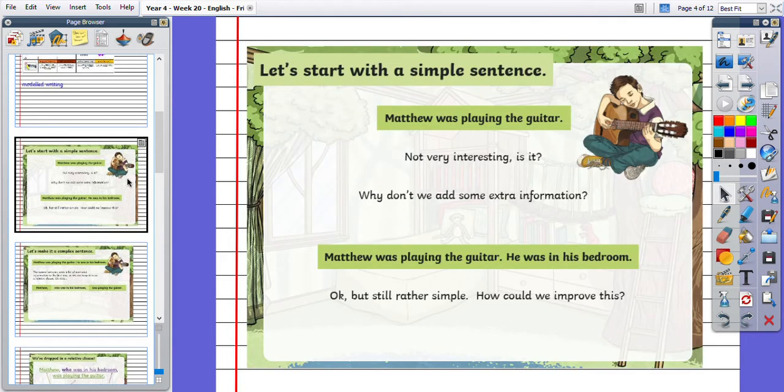Okay, so let's start with a simple sentence. Matthew was playing the guitar. It's not very interesting and we want to add some extra information. So Matthew was playing the guitar. He was in his bedroom. So you can still see that this is really quite boring. So we've got two short sentences that are just dull to read.